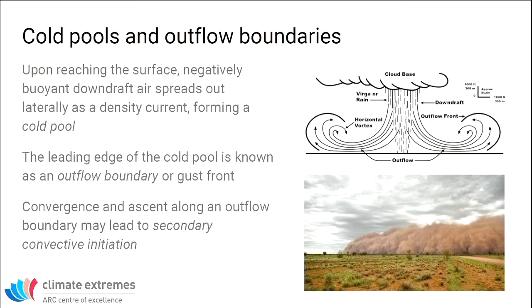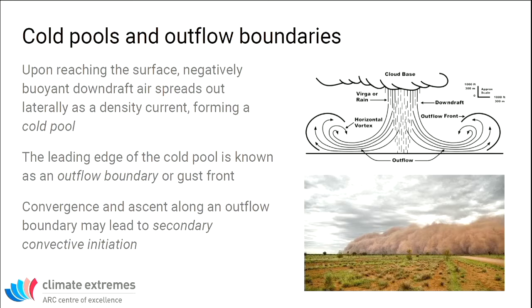Another few terms that I want to make you familiar with are cold pools and outflow boundaries. So your downdraft's descending from the storm. When it reaches the surface, obviously it can't pass through the surface, so it spreads out. And it takes the form of what's known as a density current.